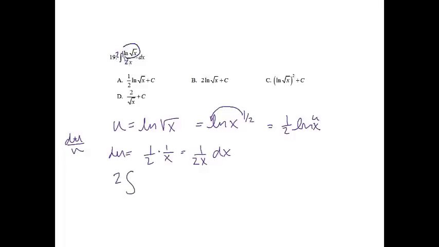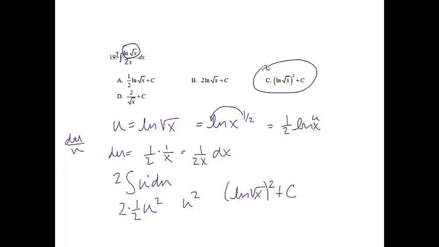I took the whole ln square root of x to be my u, and everything else turned into my du. And so from here, I'm just going to use my power rule, which is, right now the power is 1, so I'll increase my power by 1, so it'll be 1/2 u squared, times the 2 that's already sitting out there, so that will just end up being u squared. And if I plug my u back in, my u was the natural log of the square root of x, squared, plus c, which is choice C.